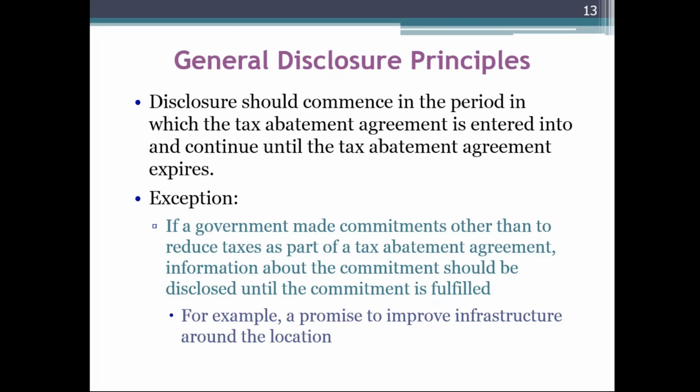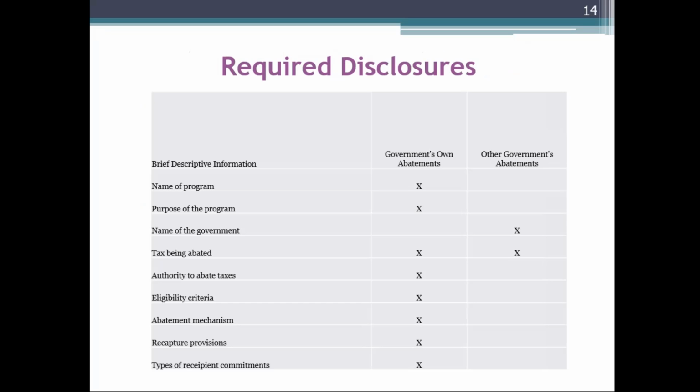If you make some agreement, some commitment other than that as a part of the agreement, for example, if you put in a road around the location and you do the road in year 2, you would only have to disclose the road for years 1 and 2. Once the road is put in, then you could stop disclosing the commitment to do so.